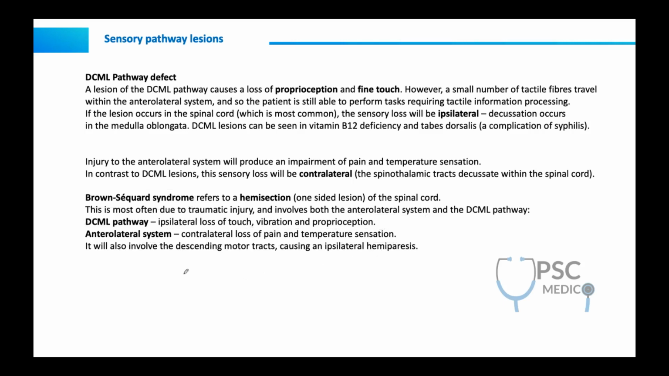In the same way, the pyramidal tracts also decussate, right? But they decussate in the medulla oblongata. So when there is hemisection of the spinal cord, the descending motor tracts will lead to ipsilateral hemiparesis on the side of the lesion. It causes ipsilateral hemiparesis, ipsilateral loss of touch, vibration and proprioception, and contralateral loss of pain and temperature sensation. That's the reason only a spinal cord lesion leads to this kind of clinical picture.